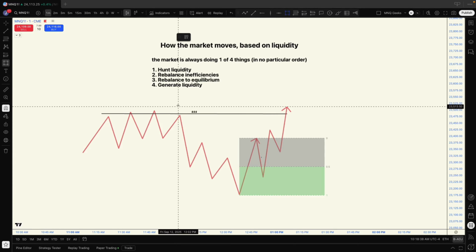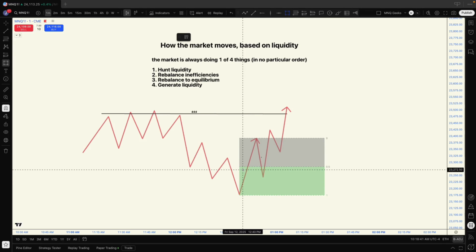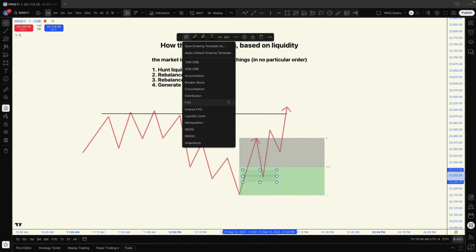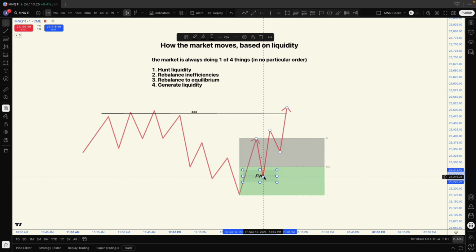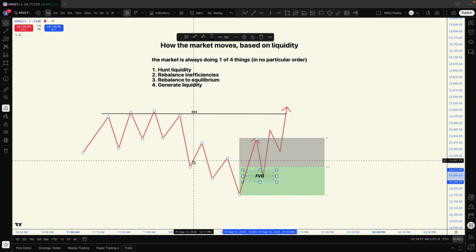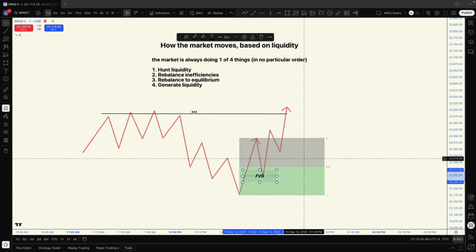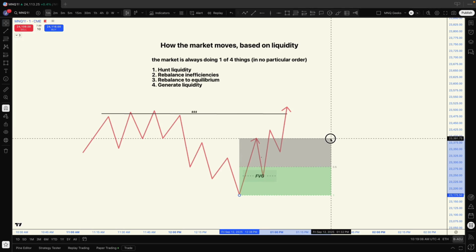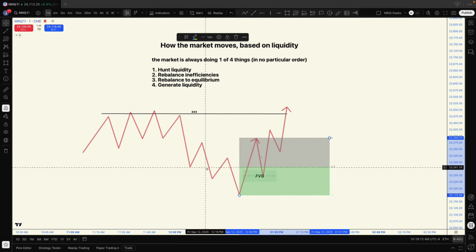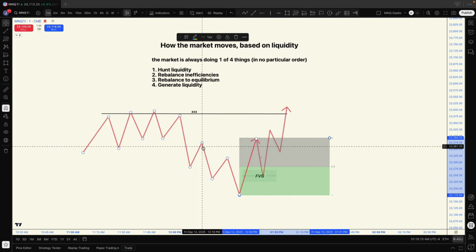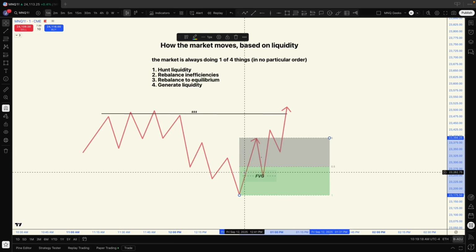So this kind of ties into rebalancing inefficiencies, number 2, because say we have a fair value gap right over here, and price comes all the way up here, we're going to come back down to not only refill this inefficiency, but also to rebalance equilibrium and come back down to, again, this discount zone. So when you look at all these legs, and I just drew this very randomly, but a lot of times when you look at price action with an equilibrium tool or an equilibrium drawing, you're going to see that a lot of the retracements and the rebalancing of the market comes back down to at least a 50% level or at least around there before price moves back in the opposite direction.